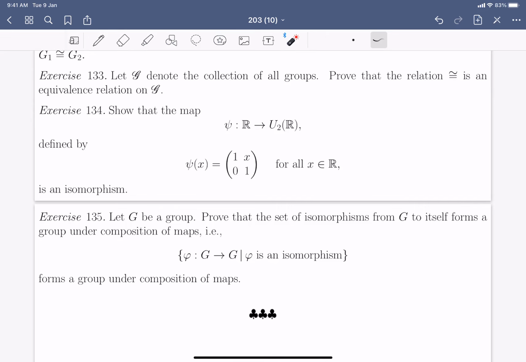So let's move on to the next exercise. It says that if you start with a group G, and then collect all the group isomorphisms from G to G, then this set of all isomorphisms from G to G forms a group.